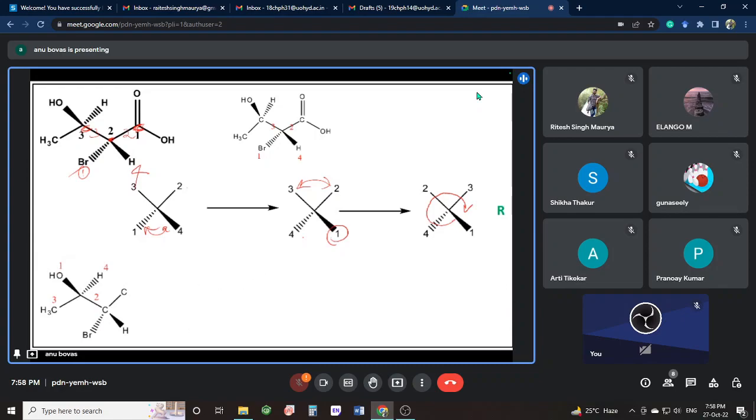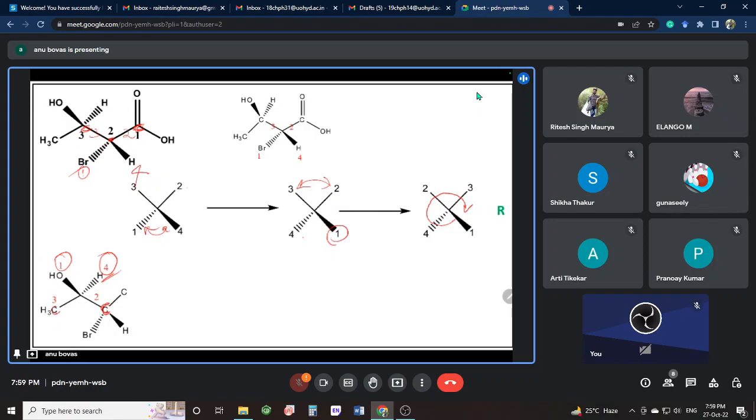Similarly, if we do this one, which one will be the fourth one? H. This is very easy. First H, we will give 4. Okay, now oxygen, carbon, carbon. So oxygen will get the first number. So oxygen is first. The second case is Mn. We have to decide between these both carbon.